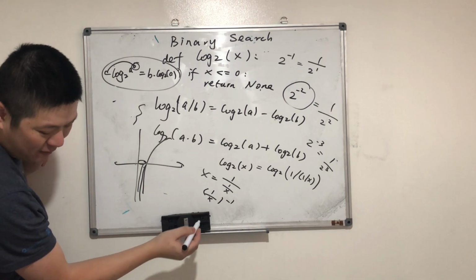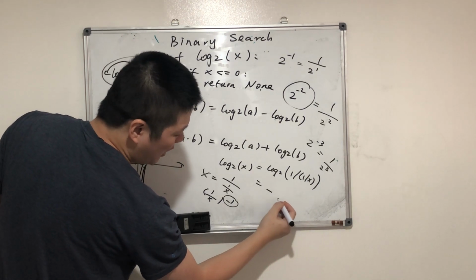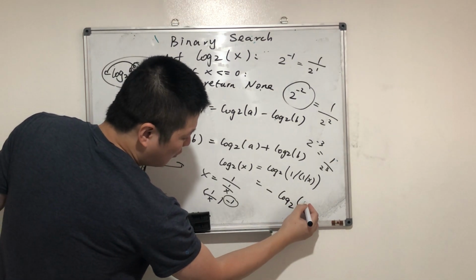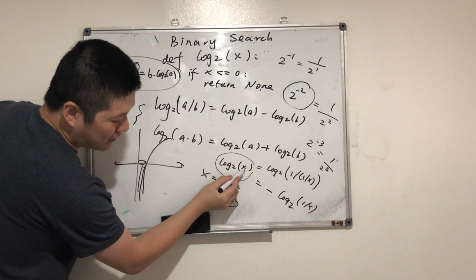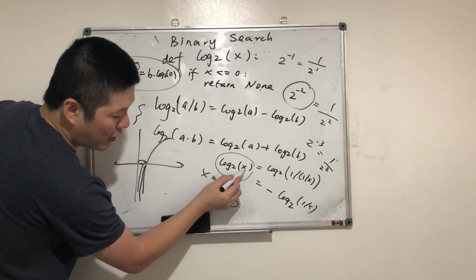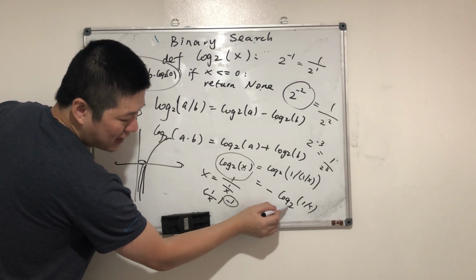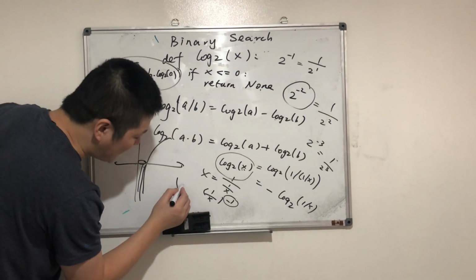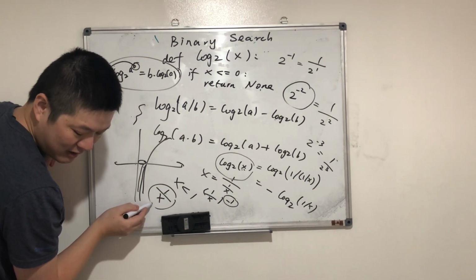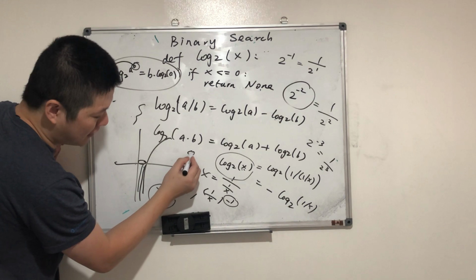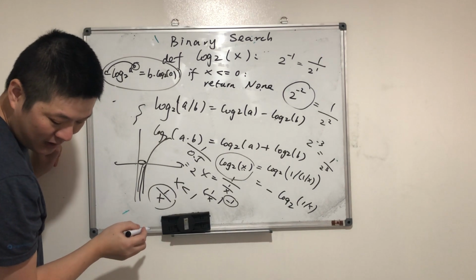And minus 1, look, Ryan, Eric, this thing, you can move it to the front, so it equals minus log 2, 1 divided by x. You see? When x is smaller than 1, bigger than 0, we can turn it into minus log 2 of 1 divided by x. So when x is smaller than 1, 1 divided by x is larger than 1, right? If x is 0.5, 1 divided by 0.5 equals 2, right?